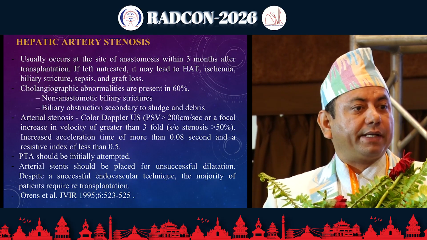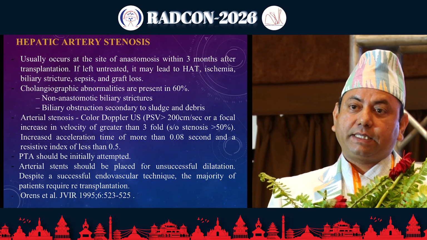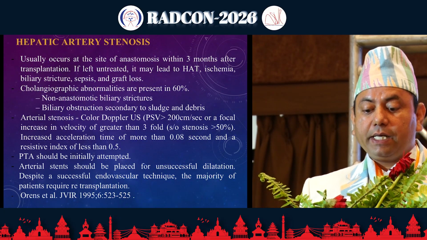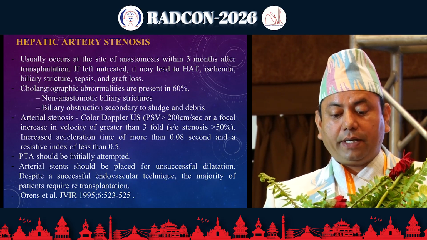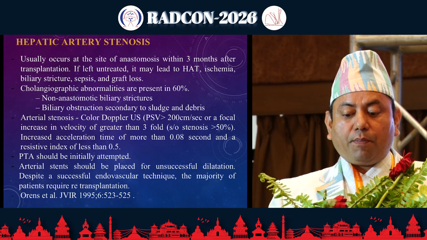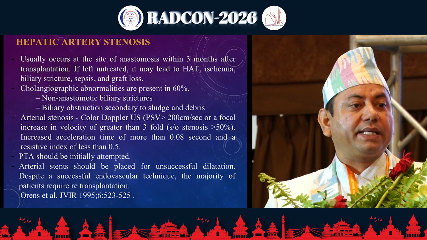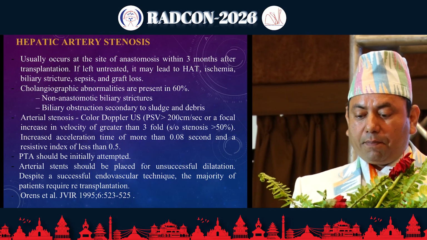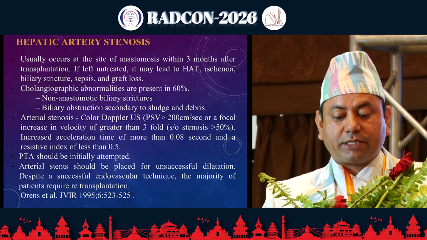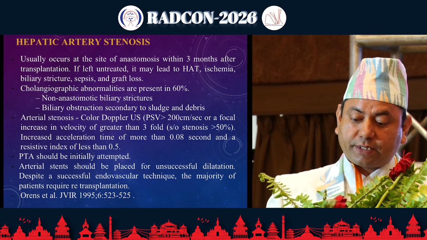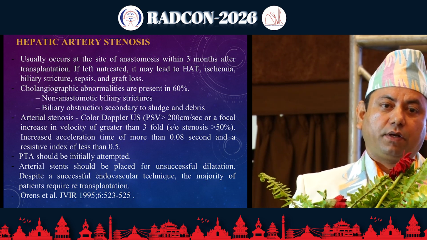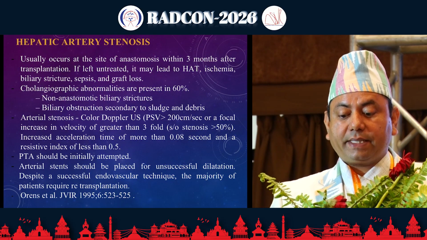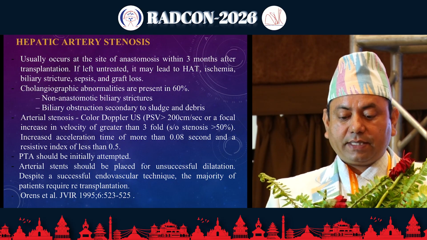Cholangiographic abnormalities are present in more than 60% of the cases, and it presents as non-anastomotic biliary strictures, or biliary obstructions secondary to sludge or debris. In arterial stenosis, color Doppler study usually shows a peak systolic velocity of more than 200 centimeters per second, and a focal increase in the peak systolic velocity of greater than 3-fold is suggestive of stenosis, that is, more than 50% stenosis of the artery. Also an increased acceleration time of more than 0.8 seconds, and resistive index of less than 0.5.